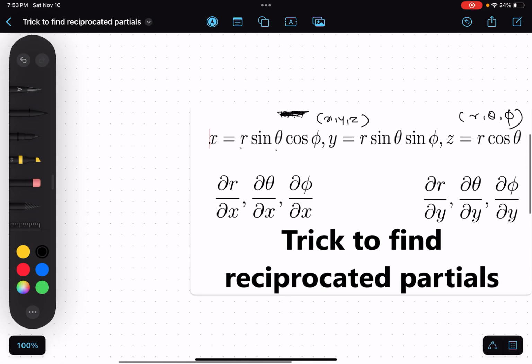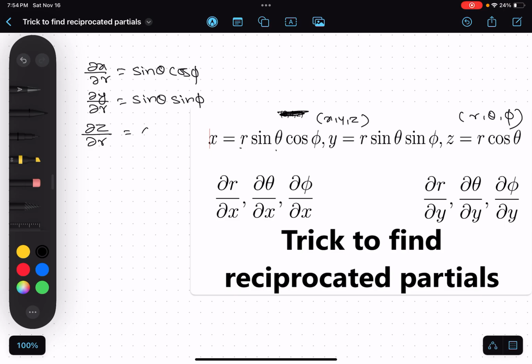First of all, I guess you know how to find partial x by partial r, right? Because x is given in this other world of r, theta, phi. You can easily find it: differentiate this with respect to r, assuming all others are constant. So this will just be sine theta cos phi. Similarly, partial y by partial r will be sine theta sine phi, because all others are constant except r, which is the variable while doing partial with respect to r. Now partial z by partial r is just cos theta. We can find this easily.